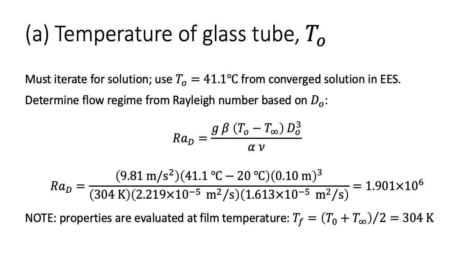To automate this process, I used EES for my calculations, and we will use the final converged temperature for our initial guess to show the necessary calculations. Substituting in values, we get a Rayleigh number based on outer diameter of 1.90 times 10 to the 6th. Note that for these calculations, we are using properties evaluated at the film temperature of 304 Kelvin, which again is calculated using our initial guess for the outer temperature.